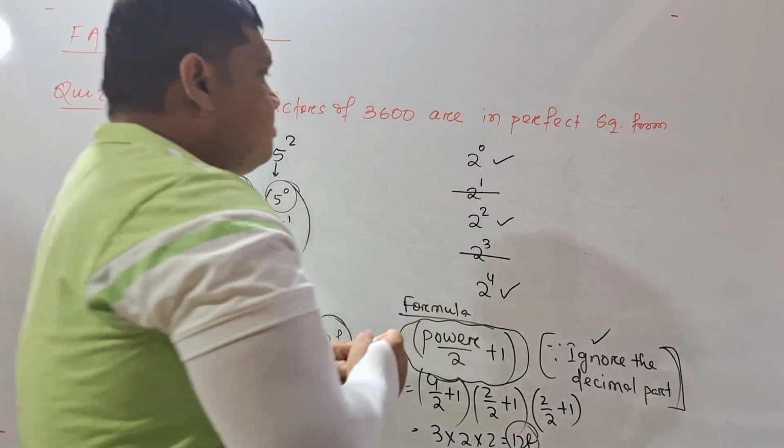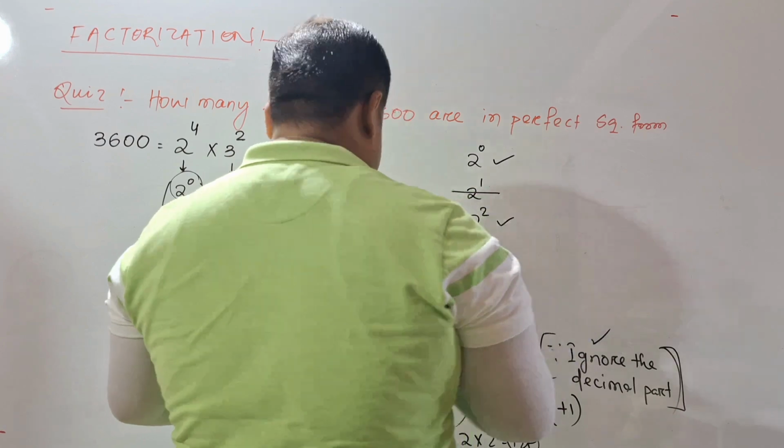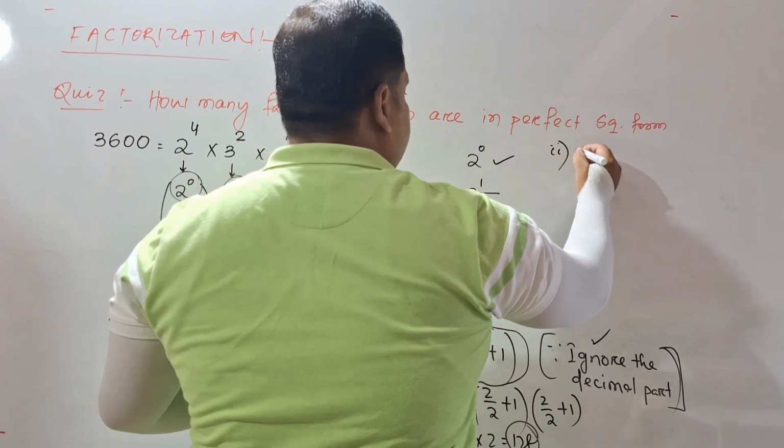Now, how many of them are in perfect cube form? Second part, how many of them are in perfect cube?